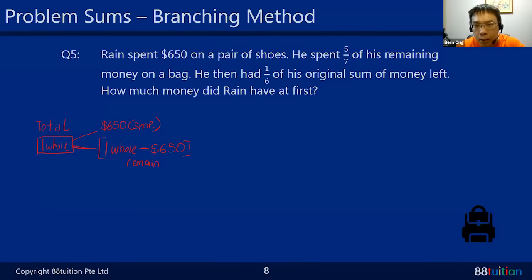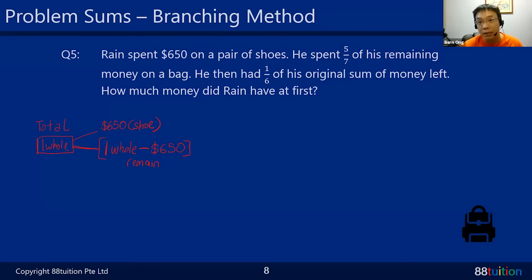Teacher, isn't $650 the total? No, no, no. Read the question. Come on. Rain spent $650 on a pair of shoes. They never say that $650 is his salary or the total or the saving. The question says that he spent $650 on a pair of shoes. It means that you must have a total first, and from this total, you spend $650 of it on a pair of shoes.